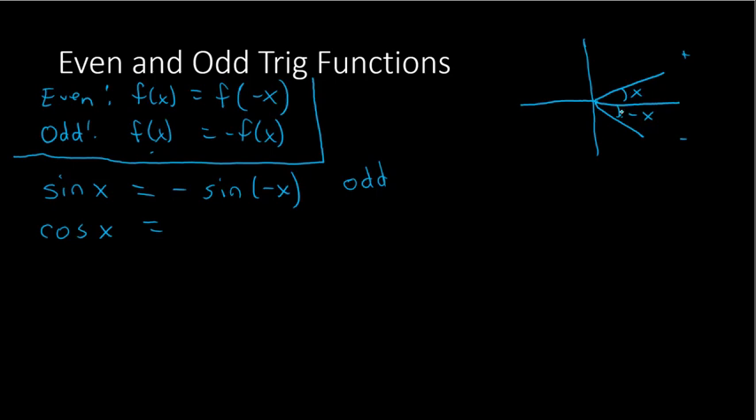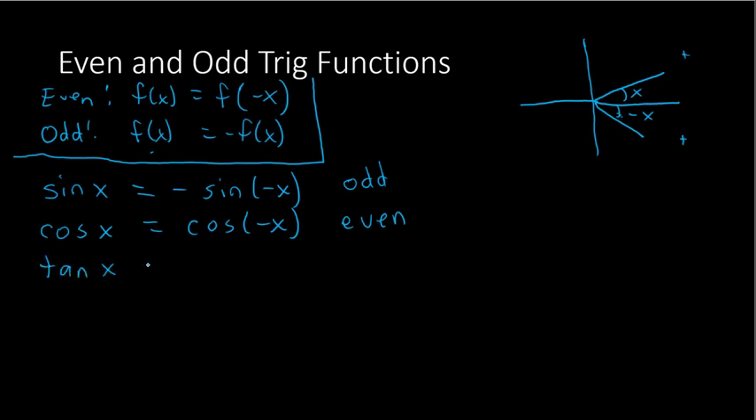Well, if you look at cosine, here again, same angle, we have x and negative x. Cosine for both of these would be the same, right? They're both positive and they have the same absolute value. So here with cosine, cosine of x is equal to the cosine of negative x. Those are the same. So therefore, cosine is an even function.